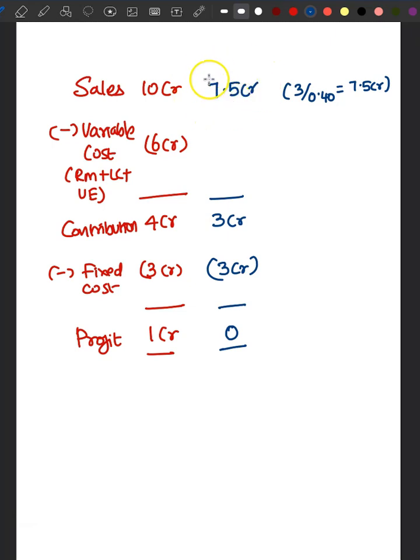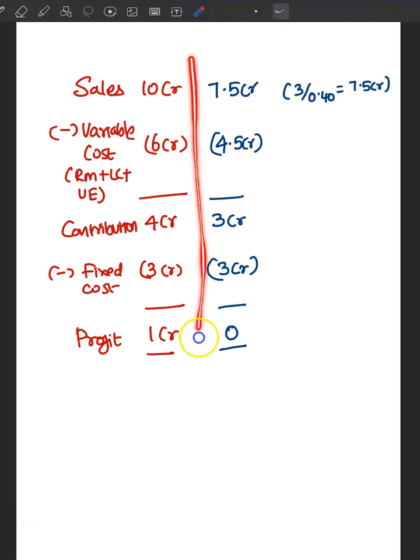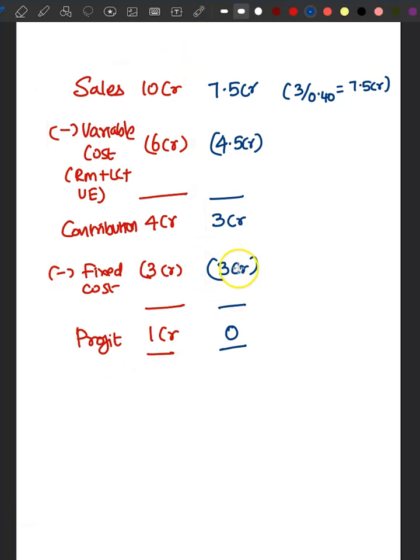If 7.5 crore is the sales and contribution is 3 crore, then variable cost is supposed to be the difference of these two, which is 4.5 crore. In this way, we can easily find out the break-even sales if we have present sales data. And look, this gives rise to the understanding that at break-even sale, contribution will be equal to fixed cost. So we can say at break-even sale, contribution will be equal to fixed cost.